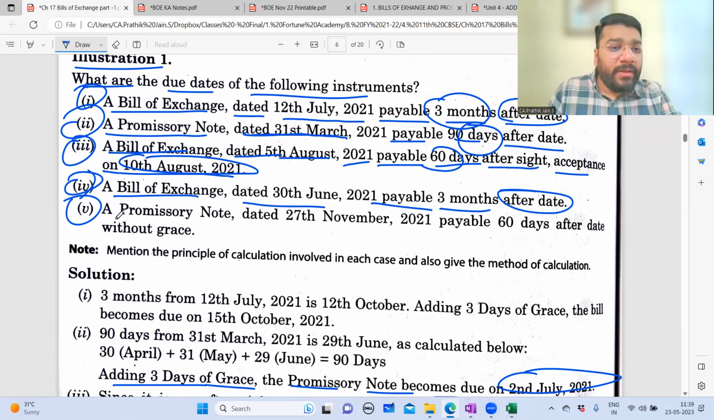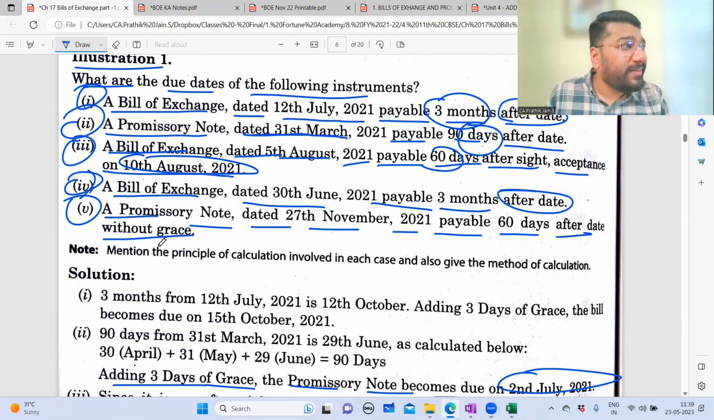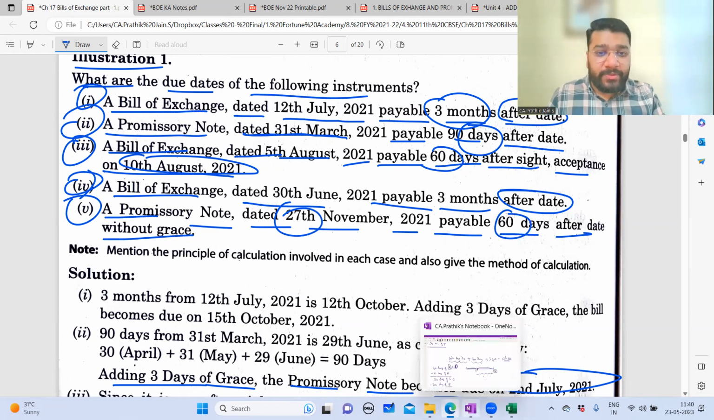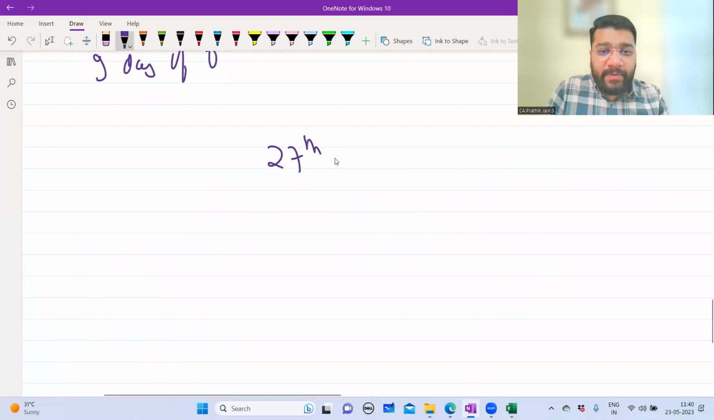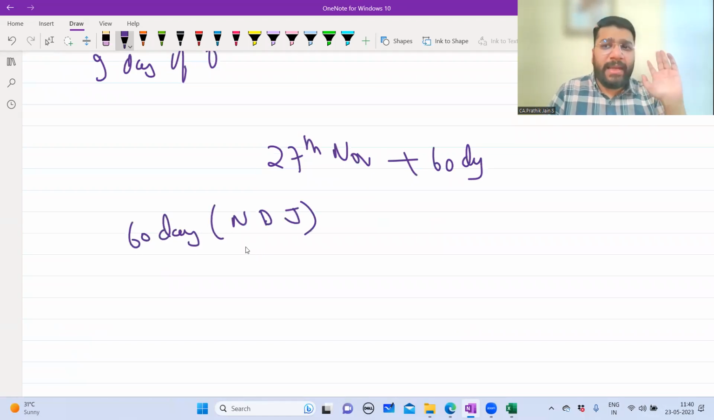Fifth one. A promissory note dated 27 November 2021, payable 60 days after date without grace. Without grace, they're telling. So what type of term is this? On demand or at sight? So guys, 27th November, payable 60 days after. So 27th November plus 60 days. Now guys, 60 days of what? November, December and Jan, approximately I'm taking.